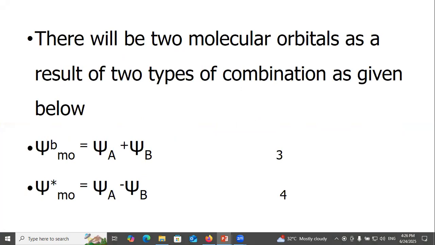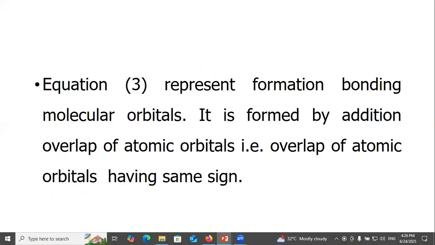There will be two molecular orbitals as a result of two types of combination, as given below. Psi molecular orbital equals psi A plus psi B, psi star molecular orbital equals psi A minus psi B. Equation 3 represents the formation of bonding molecular orbitals. It is formed by the addition of overlap of atomic orbitals having the same sign.